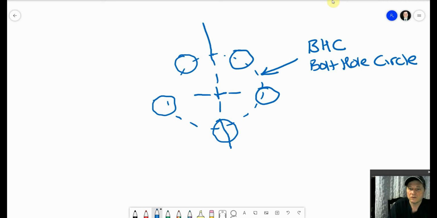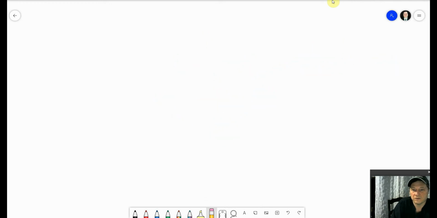This bolt hole circle, this is your y-axis. You know what? I'm gonna do you a huge favor. I'm just gonna draw it a little bit more clear, and I'm trying a new platform here to draw on. I'm gonna put these two here and here, and I'm gonna put this here and this here.